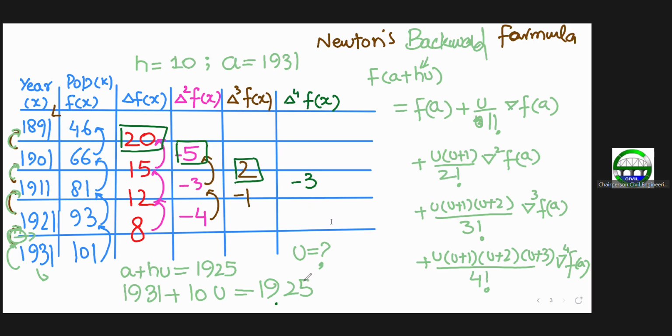Minus 0.6. Is it correct? Let me calculate, 1925 minus 1931 divided by 10. It is equal to minus 0.6. Okay, so u value will be u is equal to minus 0.6. Right? Now you already have minus 0.6.